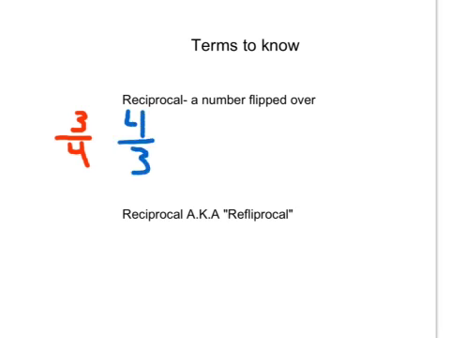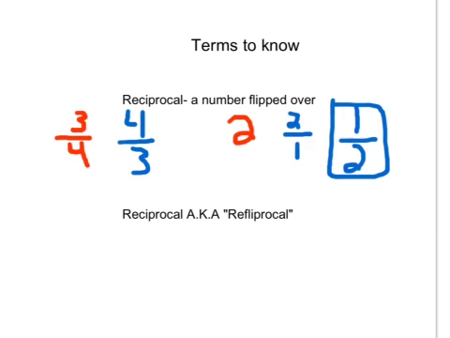Now, reciprocals only work for fractions, so you can't take a decimal and have a reciprocal. You'd have to convert it to a fraction first. Let's say the reciprocal of a whole number, the reciprocal of 2. The very first thing you would have to do to find that reciprocal or refliprical is write 2 as a fraction, so we'd put it as 2 over 1. So then the reciprocal would be 1/2, because you just flip it over.